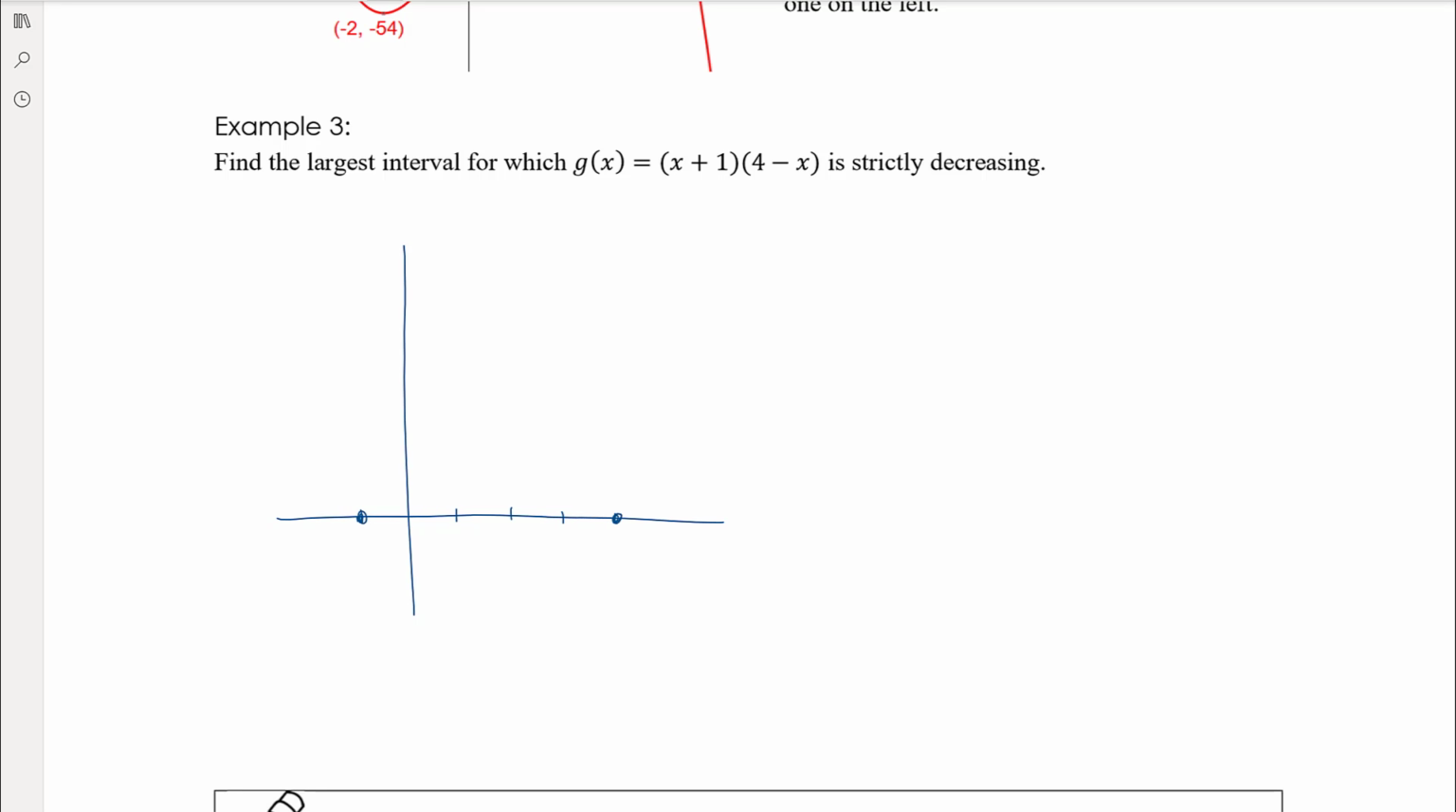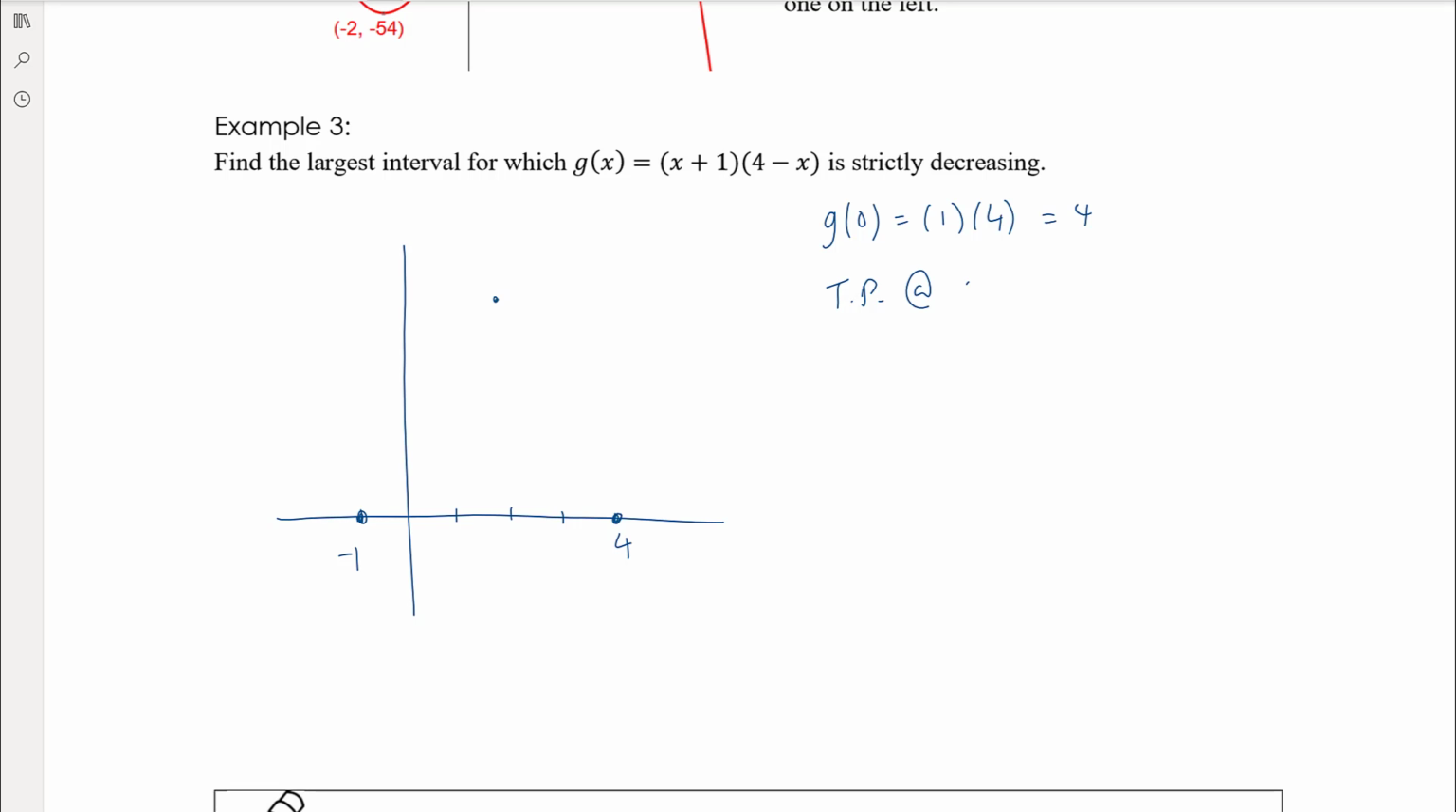x-intercepts here and here. We have got a sad parabola, so halfway between we're going to have a turning point somewhere up here, and we're going to have a y-intercept. Let's calculate a few things. So g of 0 will be the y-intercept, so that's going to be 1 times 4, so the y-intercept is at 4. The turning point is going to happen at halfway between -1 and 4.